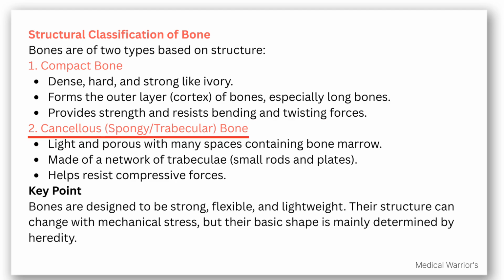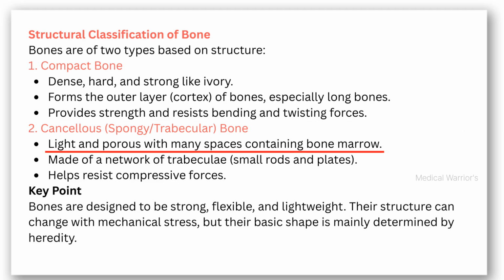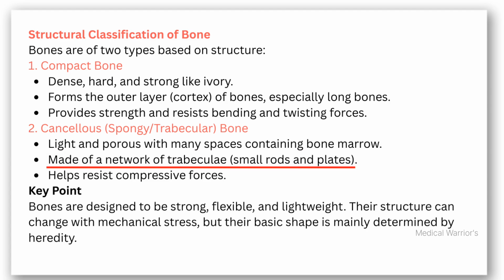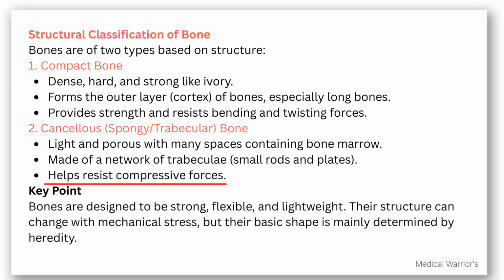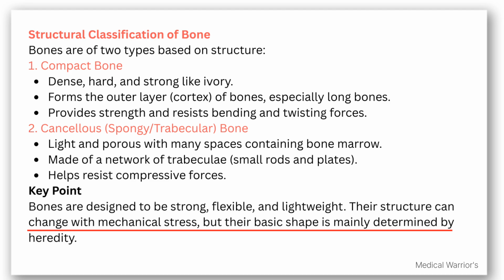Cancellous bone, also called spongy bone, is light and porous with many spaces, containing bone marrow, and is made up of a network of trabeculae. It also helps resist compressive force. Key points: bones are designed to be strong, flexible and lightweight. Their structure can change with mechanical stress, but their basic shape is mainly determined by heredity.